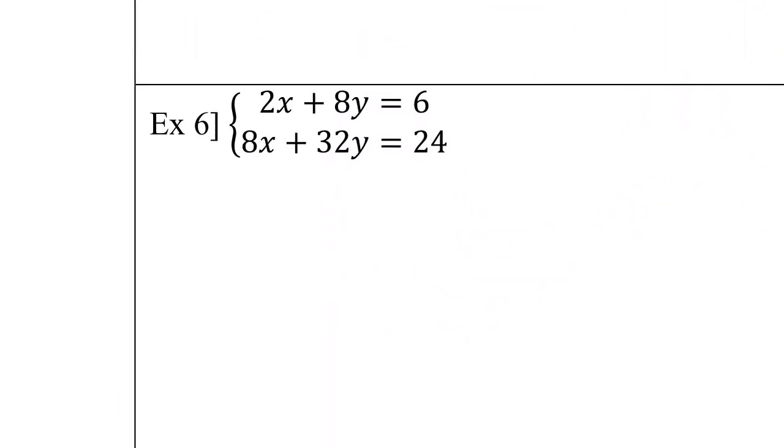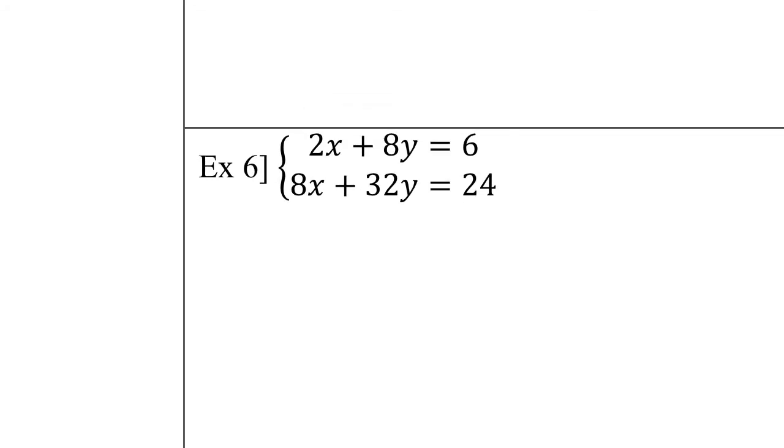Example 6: 2x plus 8y equals 6, 8x plus 32y equals 24. So if I look quickly, nothing adds to 0. 2 plus 8 makes 10, 8 plus 32 makes 40. But I do know that I can multiply by a single number and make the x's cancel. So if I try to make a 2 into an 8, I need to multiply by a 4, but I need the same number, which the 4 will achieve, but I need opposite signs. So I need this 4 to be a -4.